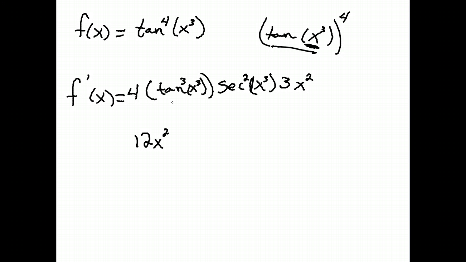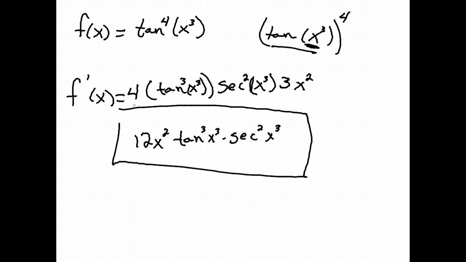And we look at our trig functions. We've got a tangent cubed of x cubed and a secant squared of x cubed. And really, we can just put those together as tangent cubed of x cubed times secant squared of x cubed. And if you want to turn this in terms of sine and cosine, you can, or you can simply leave it as such. And I'm okay with you leaving it just like this. You don't need to turn it into terms of sine and cosine. This is perfectly fine.